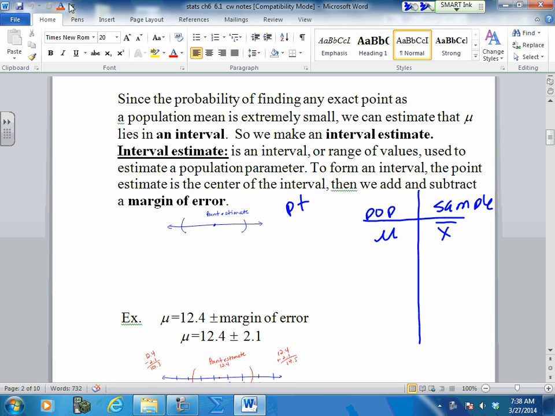You have your variance squared for your population. You have your sample variance squared. There's your variance for your sample. You have your standard deviation for your population. You have your standard deviation for your sample. These are where our point estimates come from.